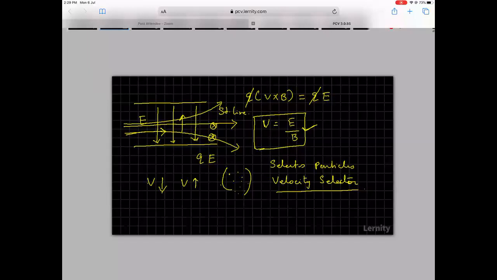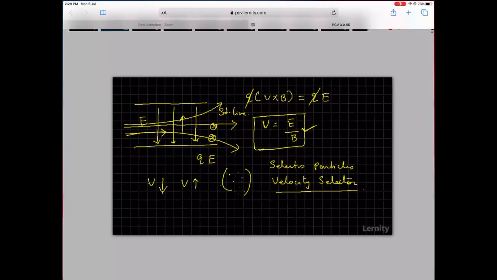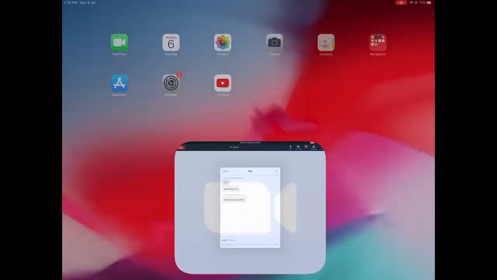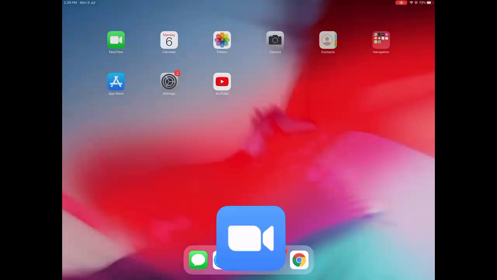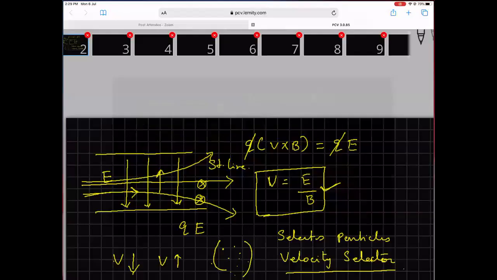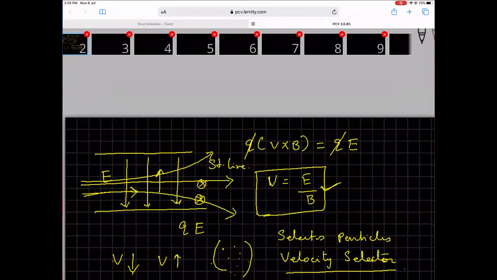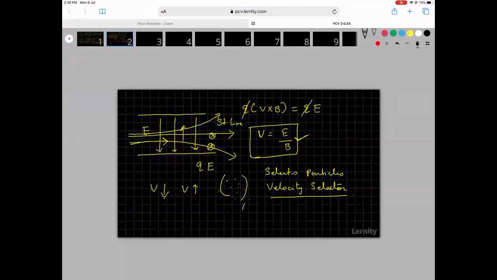If you are able to understand this, please make notes and then we will move on. So this is a velocity selector. A velocity selector selects those particles which have a particular velocity. Greater than that or less than that will move in opposite directions.